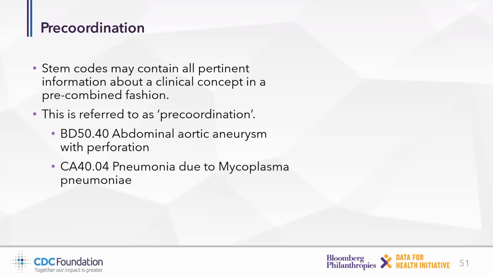Another example, CA40.04, pneumonia due to Mycoplasma pneumoniae. As you know, this is a case of pneumonia, and the information about the organism is also available, Mycoplasma pneumoniae. So the ICD-11 code CA40.04 includes or contains the information that this is a pneumonia caused by Mycoplasma pneumoniae. So this is a pre-coordinated stem code.